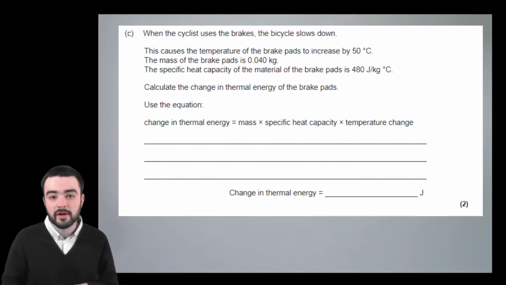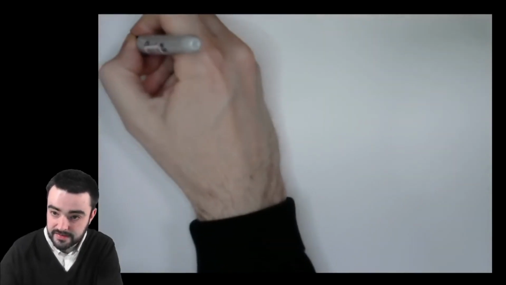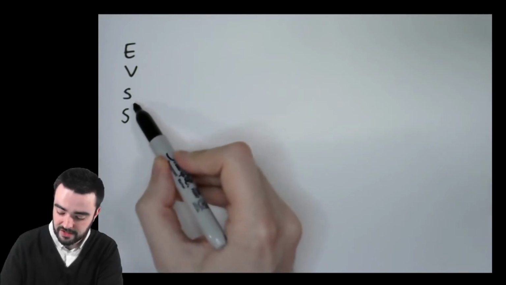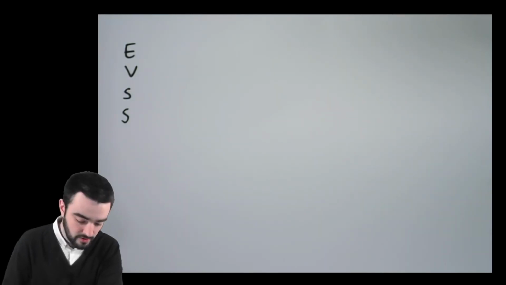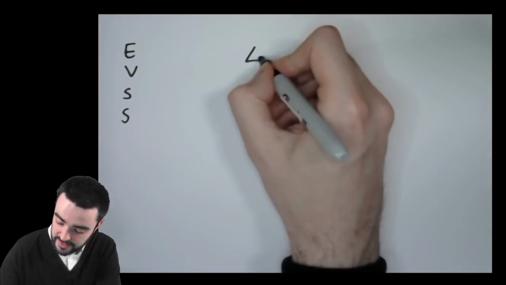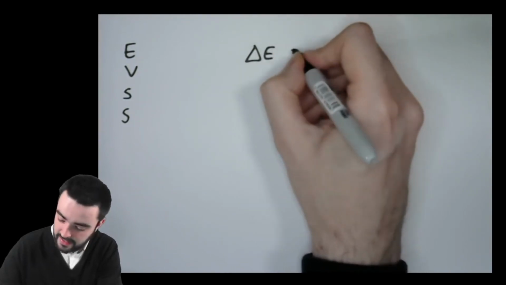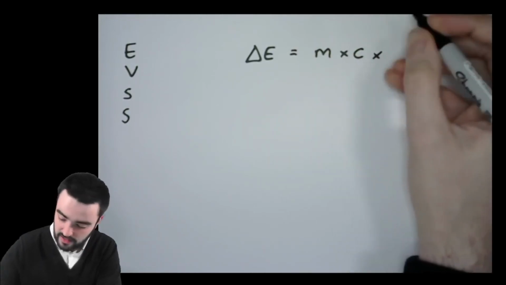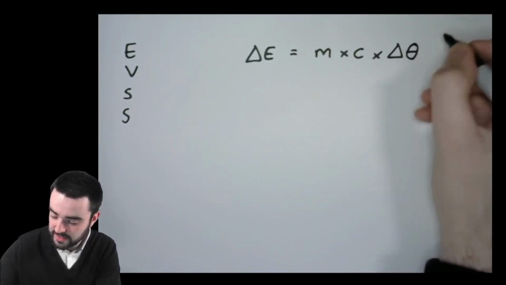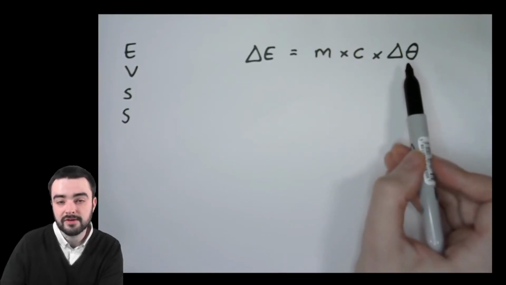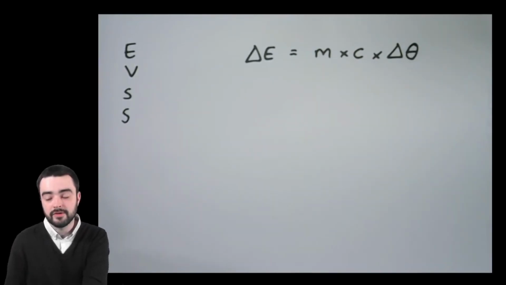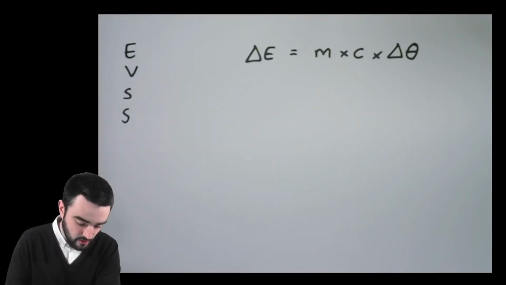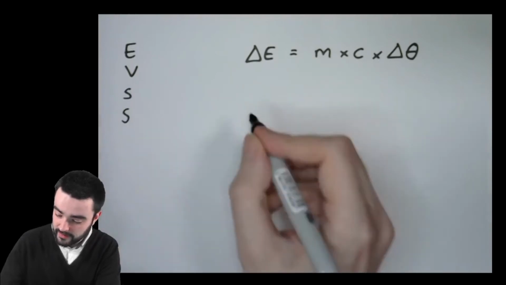So again, we're going to go through the EVS process. So equation, variables, substitution, and solve. So we've been given the equation again. So the change in thermal energy is equal to the mass times the specific heat capacity times by the temperature change. So you may see this as delta theta in your exam or delta T. Both are correct.